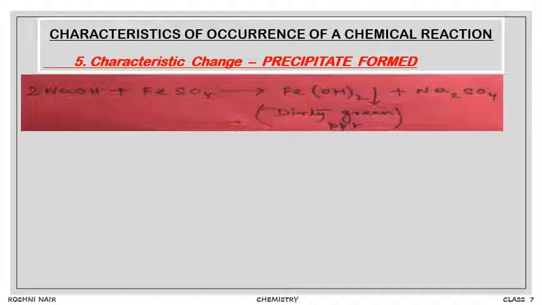We are getting Fe(OH)2, that is iron hydroxide. What is the color they had mentioned? Dirty green precipitate along with Na2SO4.